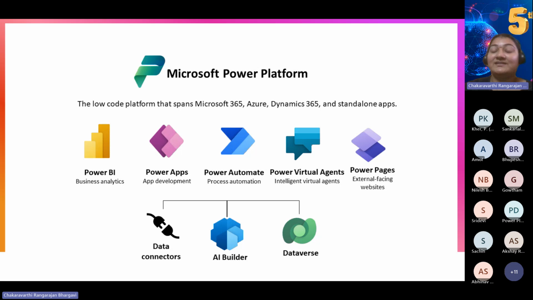The Power Virtual Agent's features have now been simplified into something called Copilot Studio, and Power Pages is for connecting the external-facing website. To connect all these, we have data connectors available. AI Builder is available under Power Apps and Power Automate, where we can leverage the AI functions, and that would be the major focus for today.